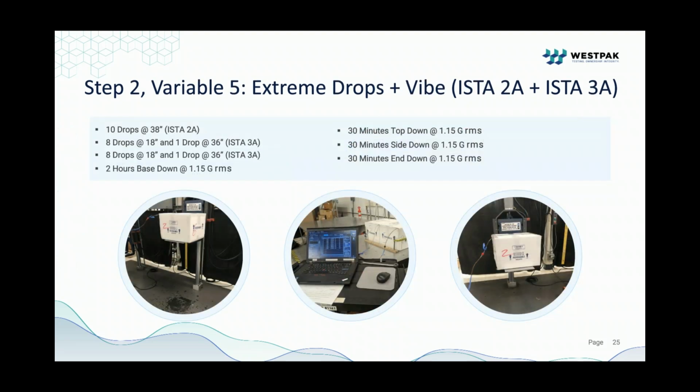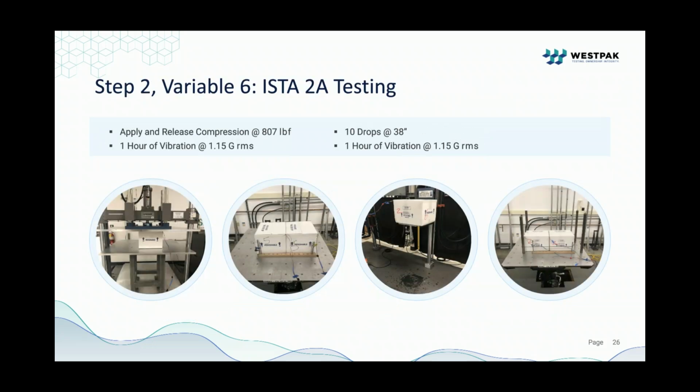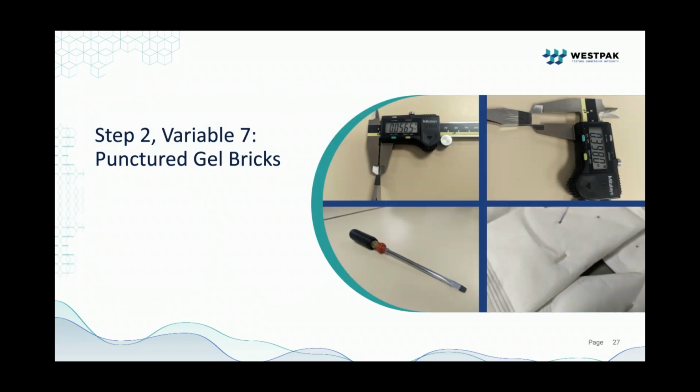So variable case 5, we actually combined the 2 cases that I mentioned previously of the extreme drops, so all the drops called out in ISTA 2A and 3A, as well as the vibration called out in ISTA 2A. And like I mentioned, ISTA 2A calls out compression testing, vibration without a top load, because we already do compression to start the test off, then drops, and then ends with vibration, that intensity level that I mentioned previously as well.